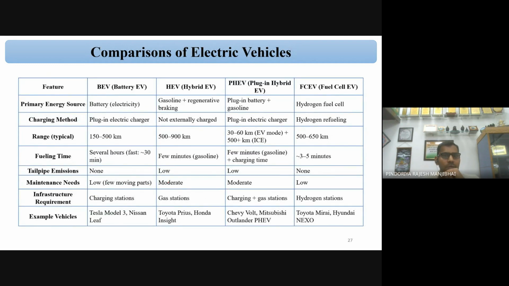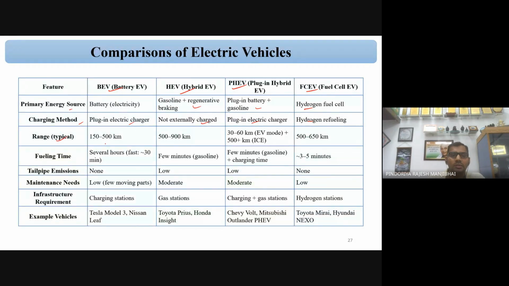So you can see the comparison of the different electric vehicles: battery operated, hybrid, plug-in, and fuel cell. Primary energy source: in the battery operated, there is a battery. In the hybrid, there is a combination. Plug-in, again a combination, but we have to connect the charger. And in the fuel cell, there is hydrogen. Charging method: no external charger is required in the hybrid electric vehicle, but in the plug-in hybrid electric vehicle, a charger is compulsory. And for the fuel cell, hydrogen refueling is the same as petrol.